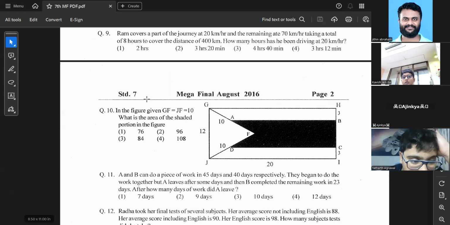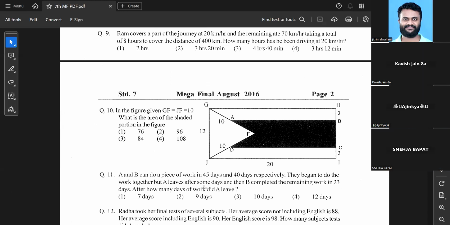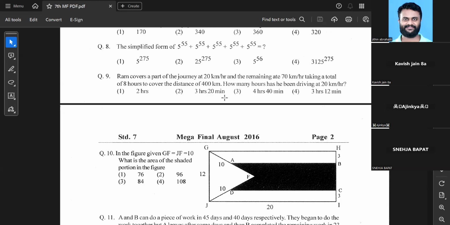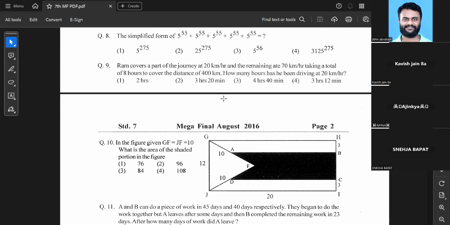So I don't understand that eighth sum, how it came. I'm sorry, what was your query? That eighth sum, the 5 raised to 55 one. Okay, this eighth sum, fine, I'll explain, not a problem.